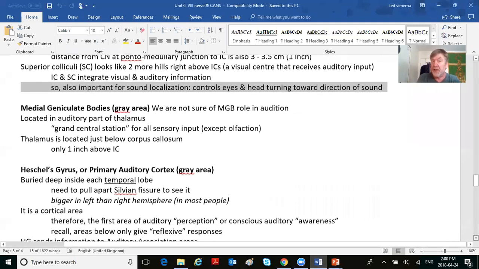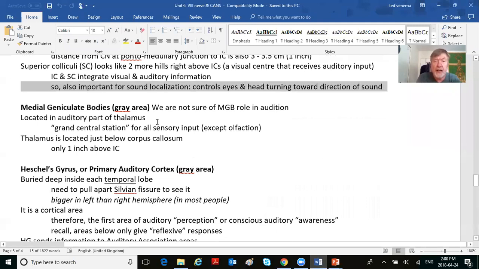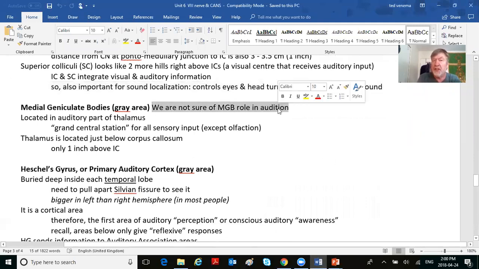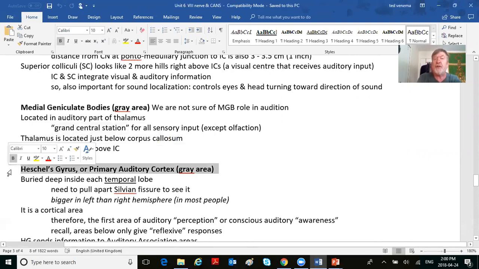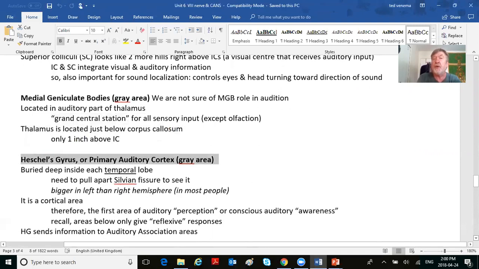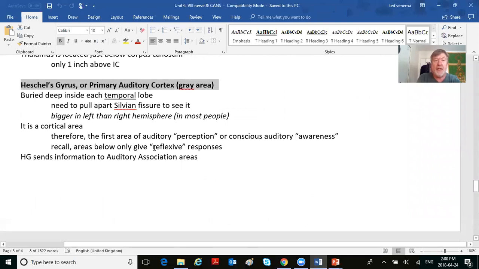Go to our notes, make sure we're following right along here. Medial geniculate bodies, another gray area. We're not exactly sure of its role regarding hearing, but it's located in the auditory part of the thalamus. The thalamus is a grand central station for all sensory information except smell. The thalamus is located just below the corpus callosum, only about another inch above the inferior colliculus. And then Heschl's gyrus, or primary auditory cortex, a gray area buried deep inside each temporal lobe. You need to pull apart the Sylvian fissure to see it.